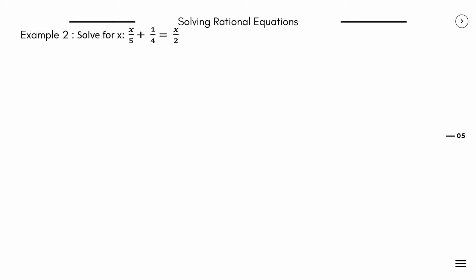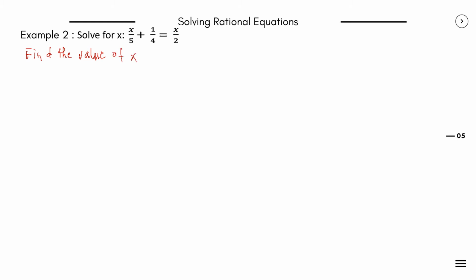So, ito naman ang other equation na i-prove natin. So, let's solve it. X over 5 plus 1/4 is equals to x over 2. Okay, so, let's find the value. So, unang step, find yung value ni x. First step, find the value of x.